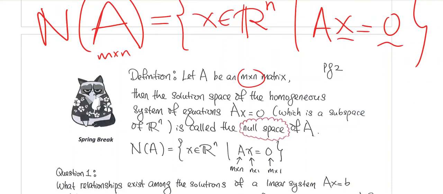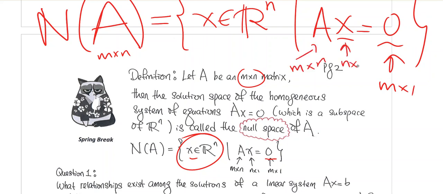So again, right here, this is all the x that is in Rn, and so you are looking at all the vectors x in Rn such that A of x will be a 0 vector. So this is the m by 1 zero vector, this is m by n, this is n by 1. That's the reason why here x is in Rn.